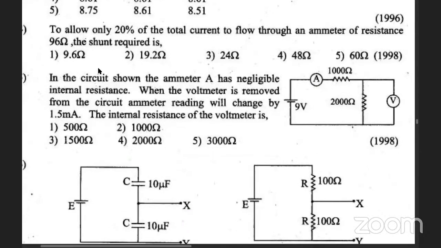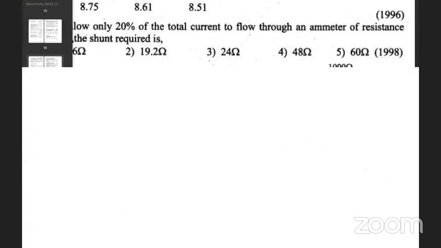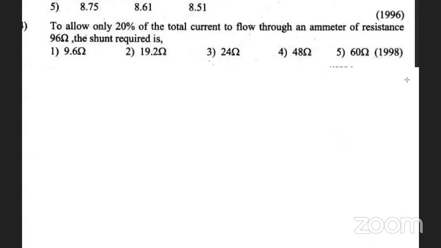To allow only 20% of the total current to flow through an ammeter of resistance 96 ohm, the shunt required. Now, this is a shunt resistor type question. I think this will be a good one. So, how do you approach this question? Read it again: to allow only 20% of the total current to flow through an ammeter of resistance 96 ohm, what is the shunt required?